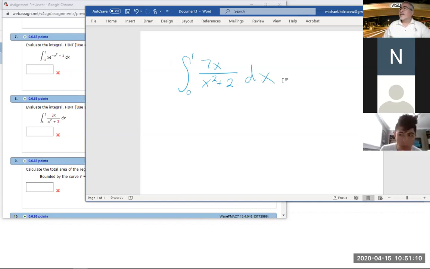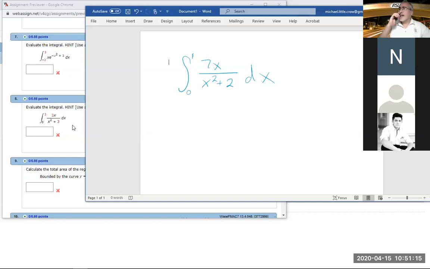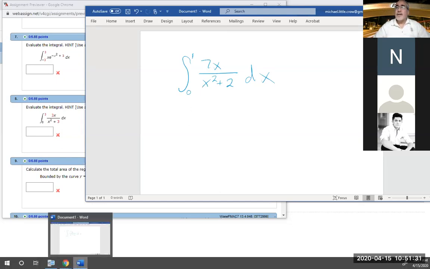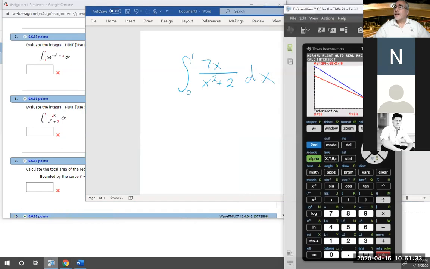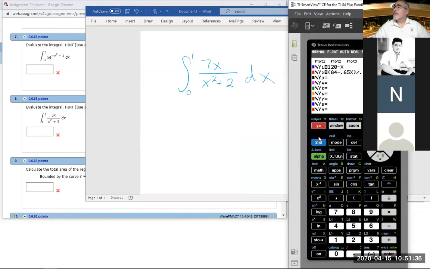Okay, so this is indefinite integrals. Notice these are both x's. So one way we should be able to do this one is, this is 13.4. This is 13.4, yes.